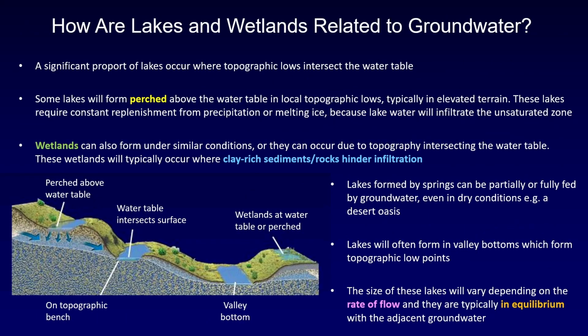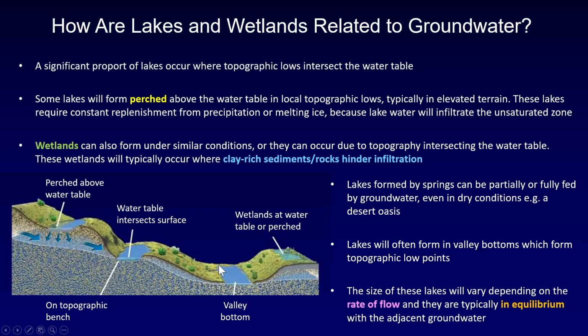So the next thing to think about is, how are lakes and wetlands related to groundwater? A significant proportion of lakes occur where topographic lows intersect the water table. If we look at our diagram here, we can see that we have our water table coming down, we have the surface coming down, and we can see the two intersecting right here, resulting in the formation of this lake. As we also come down here, we can see once again, we have our valley bottom where the water table intersects the surface, and in this case, we have a lake or a river.